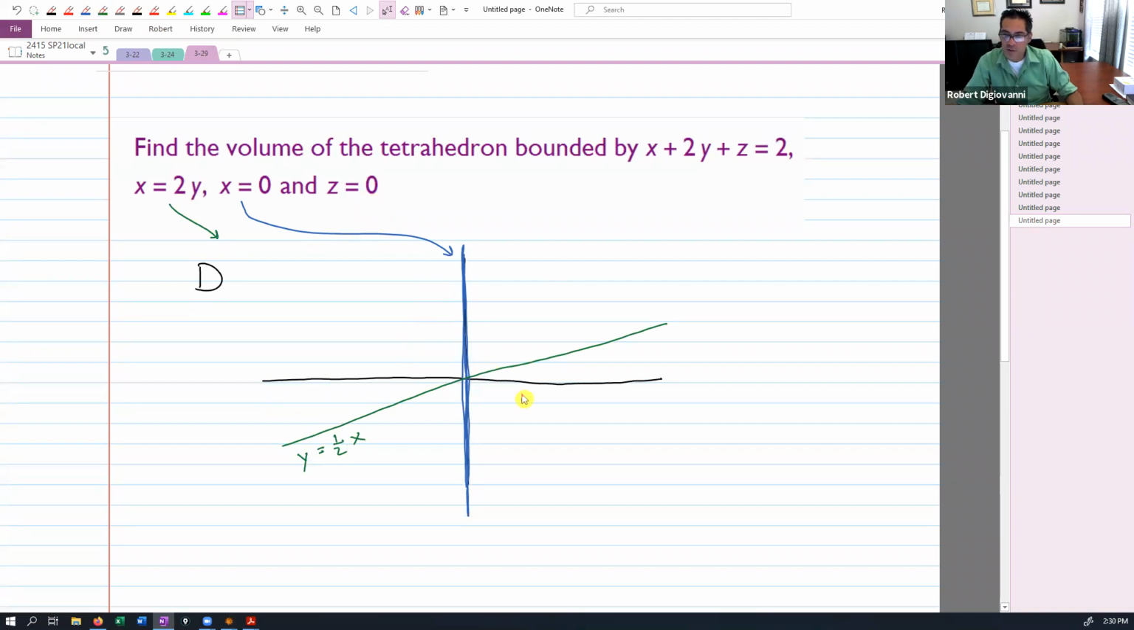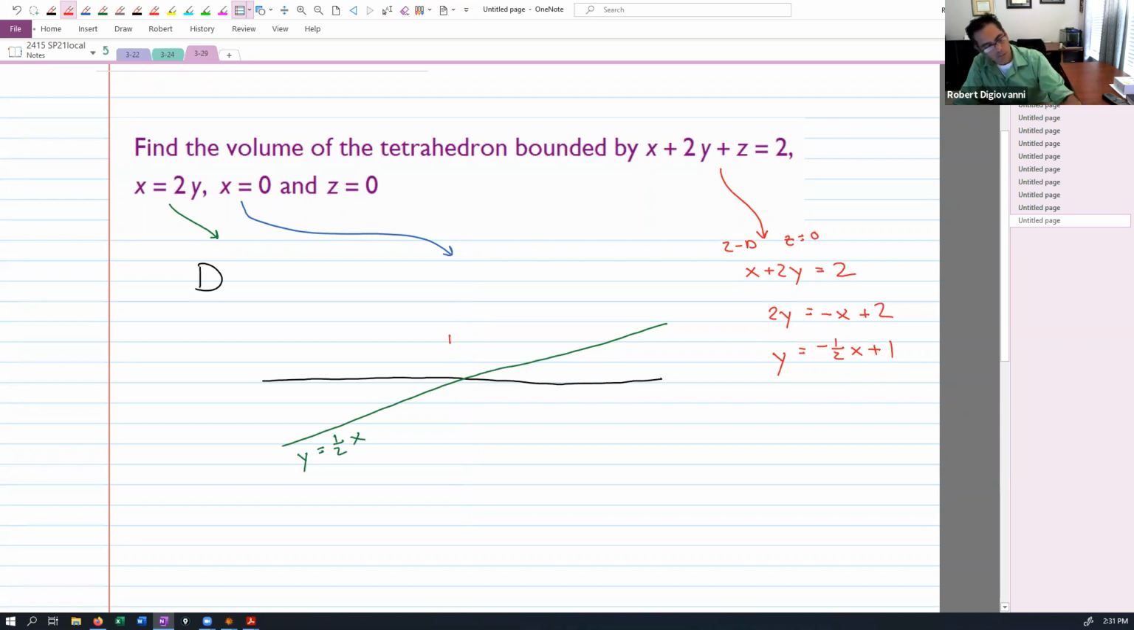Z equals 0 is the actual XY plane that we're looking at. But what would that one look like in two-dimensional space? Well, on the flat sheet of paper, wouldn't Z be 0? If Z is 0, so in 2D, then let Z be 0 and let's solve for Y. I move the X over, divide both sides by 2, and I get a line that has a y-intercept of 1 and a slope of -1/2, so it comes down like this.